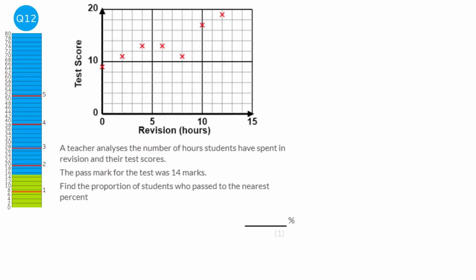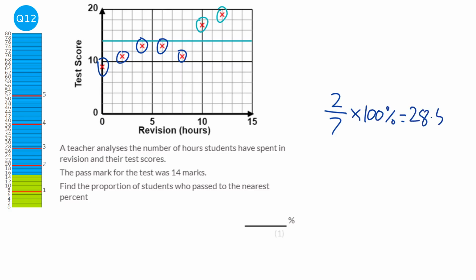So the pass mark for the test is here, and we can see that there are 2 students who passed the test. So it's 2 students out of 2, 3, 4, 5, 6, 7 in total. And we want this as a percentage, so we're going to times it by 100%. So we do 2 over 7 times 100, and that gives us 28.571, and so on. And it says it wants it to the nearest percent, so that will be 29%.